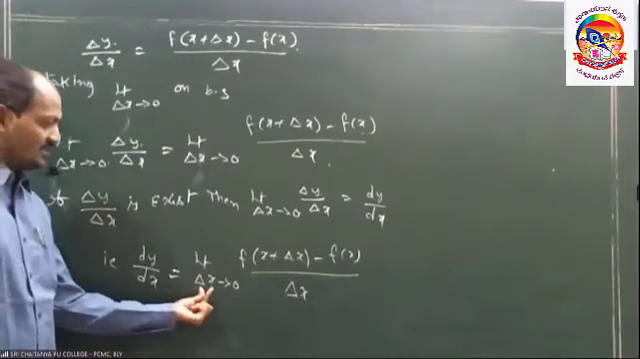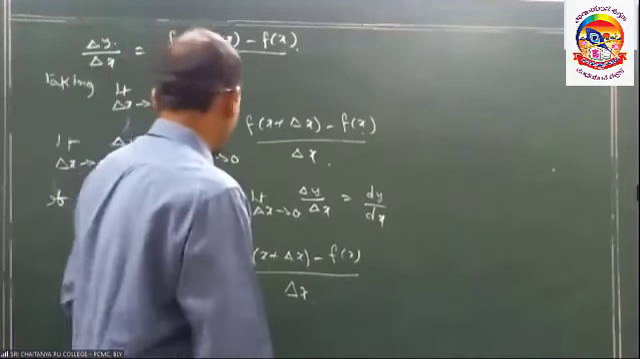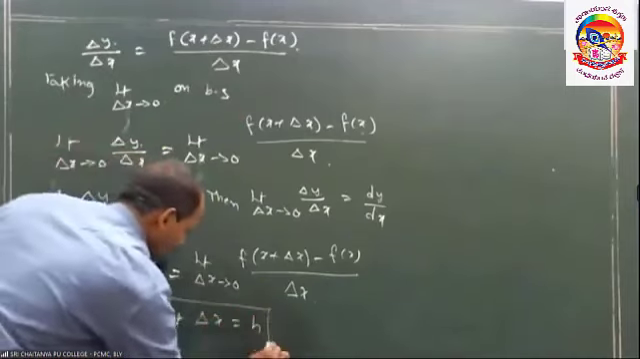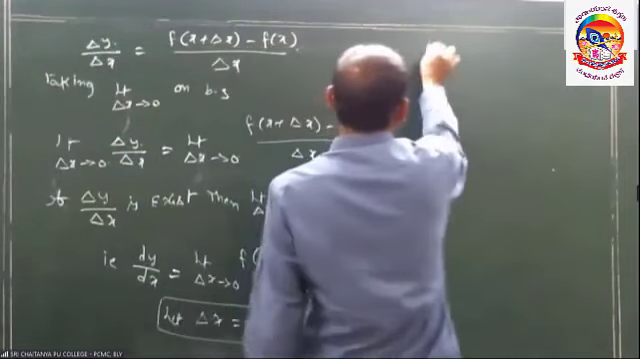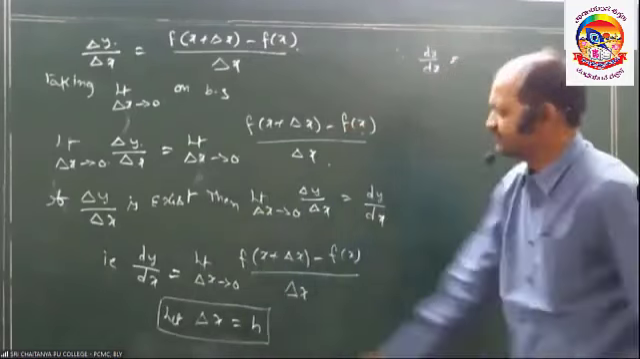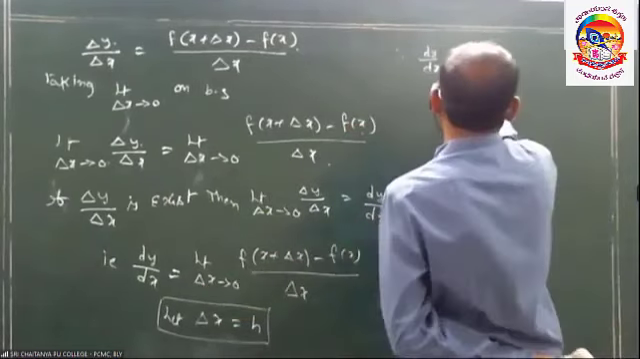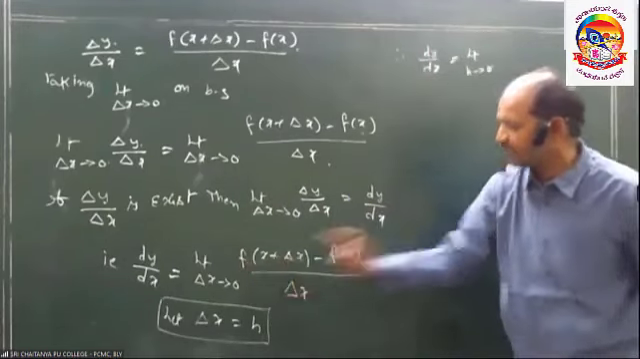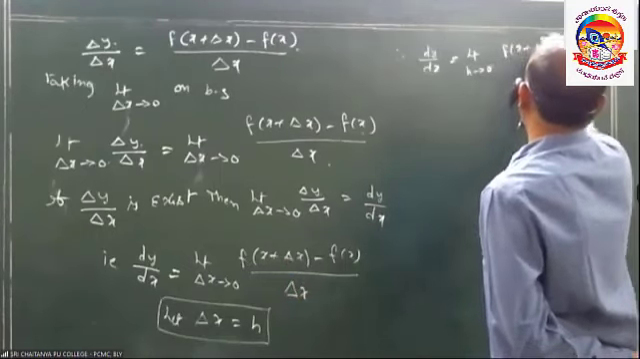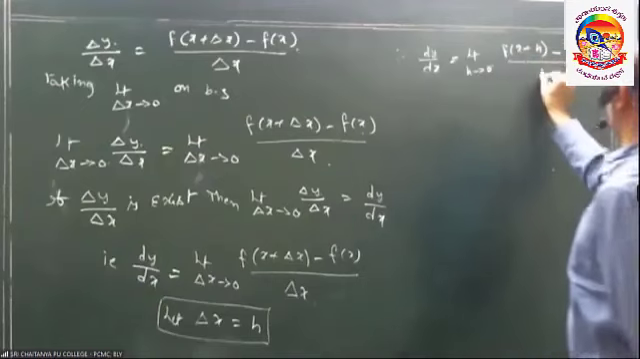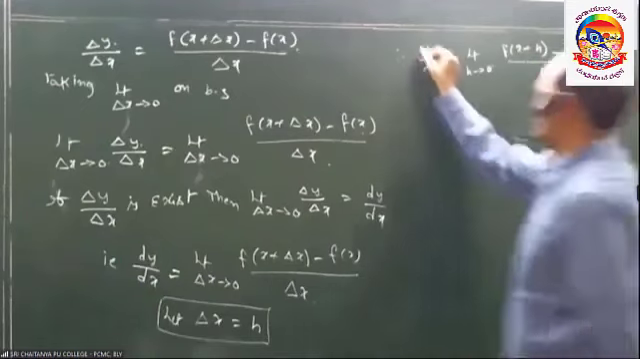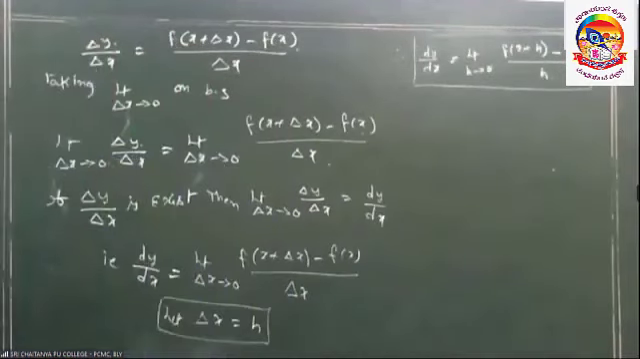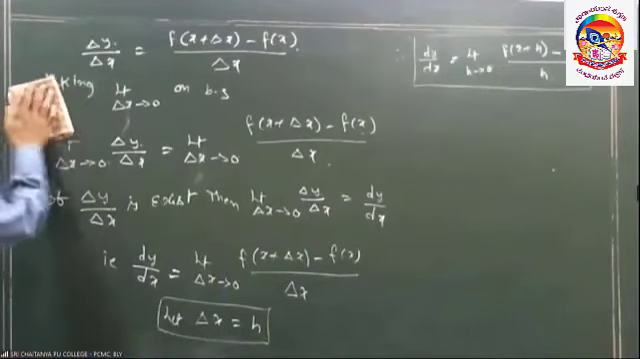Next, we let delta x be equal to h. Then dy by dx is equal to limit h tends to 0 of f of x plus h minus f of x, divided by h. This is the derivative, the first order derivative, or first principle. First principle. Next.